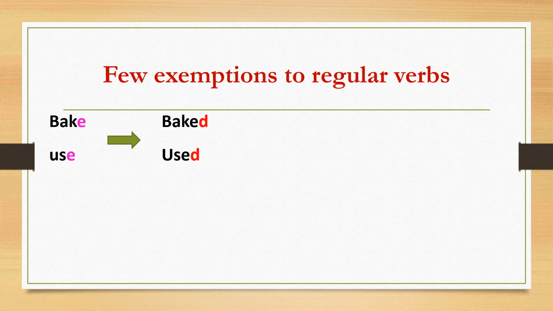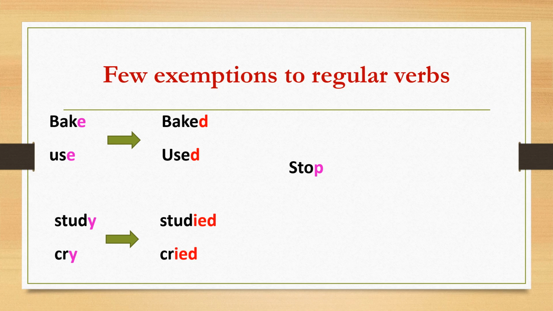If the verb ends with a y and has a consonant before it, like study, cry, we make the verb in the simple past by transforming the y to an i and adding ed. And we say studied, cried.